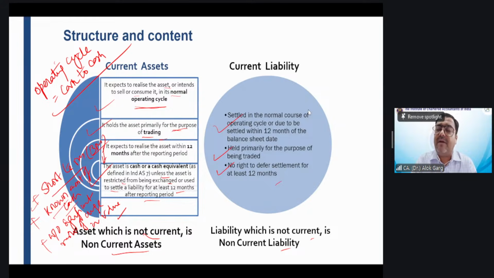But what happened? Again, third example. I have taken a loan from State Bank of India and State Bank of India, before 31st March 26, agreed to defer this liability for the next 1 year. Then whether it will be current or non-current liability? It will be a non-current liability in this case because they have already agreed that we will defer it. Okay.